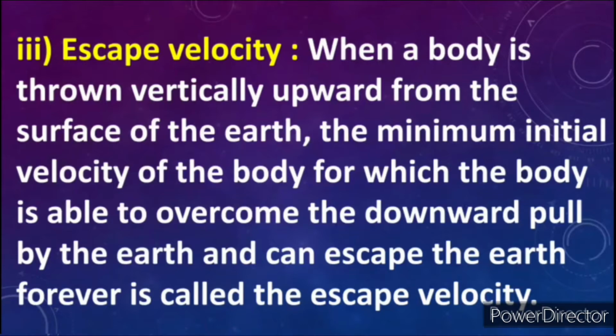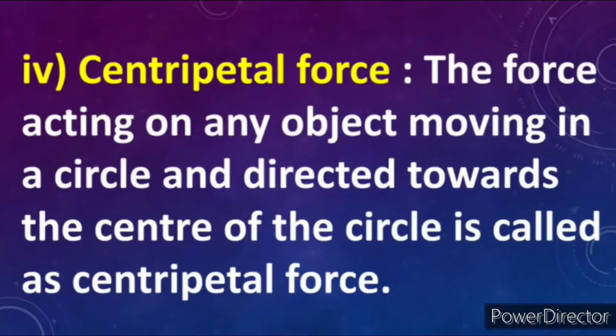3. Escape velocity. When a body is thrown vertically upward from the surface of the earth, the minimum initial velocity of the body for which the body is able to overcome the downward pull by the earth and can escape the earth forever is called the escape velocity. 4. Centripetal force. The force acting on any object moving in a circle and directed towards the center of the circle is called centripetal force.